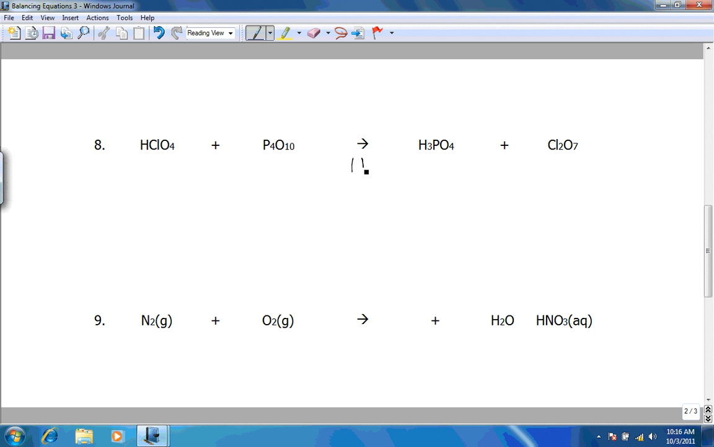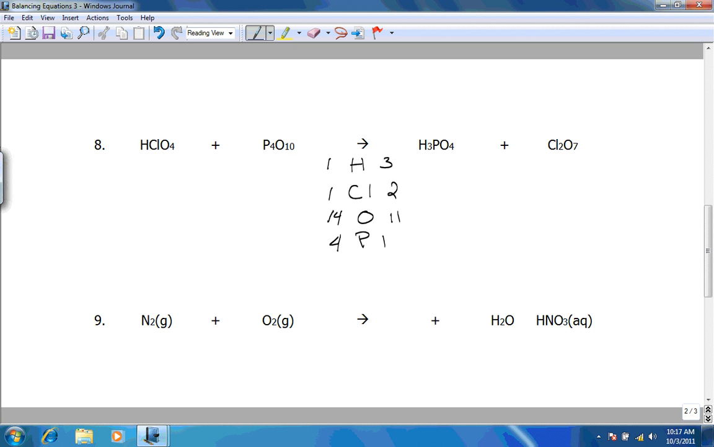Alright, number 8, we have hydrogen, chlorine, oxygen, and phosphorus. Is that it? It looks like it. Okay, hydrogen, I have 1 on the left and 3 on the right. Chlorines, I have 1 on the left and 2 on the right. Ooh, we have lots of oxygens here. We have 4 here and 10 here. That means I have 14 oxygens. On the left-hand side, I have 7 here and 4 here. That means I have 11 oxygens on the right. In phosphorus, I have 4 on the left and 1 on the right.